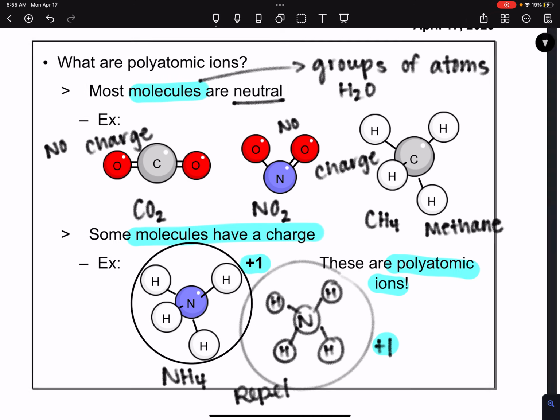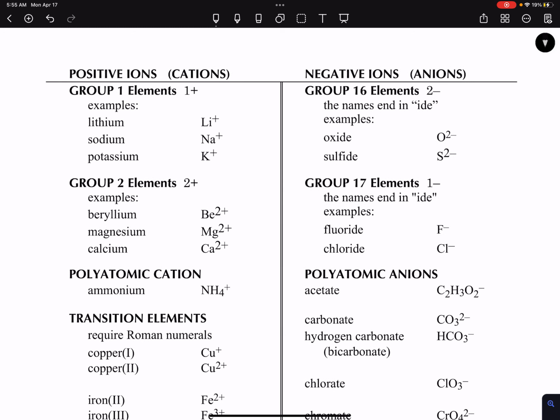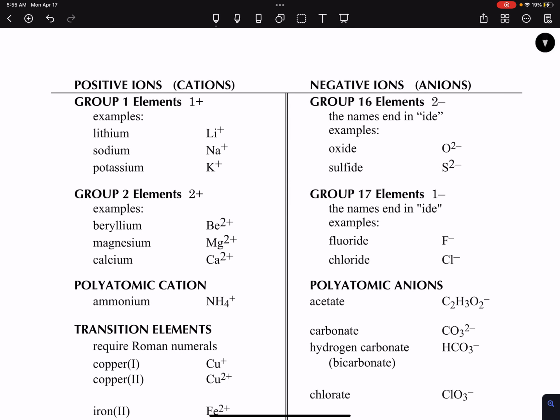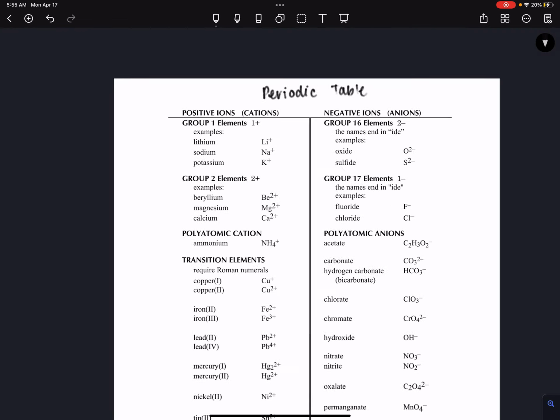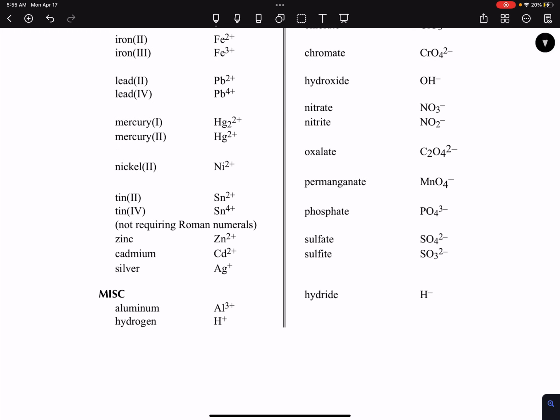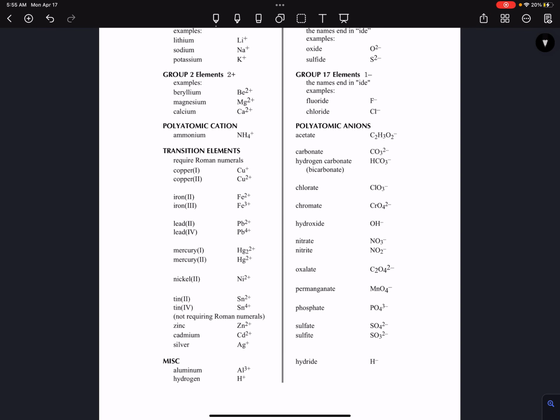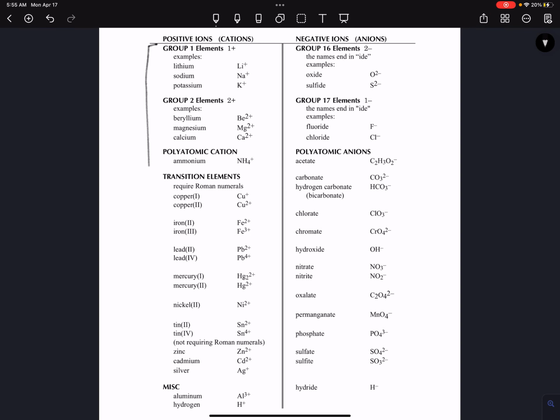So let's look at some more examples on your list of polyatomic ions. You should have this list on the back of your periodic table. It should be the newest one that you got this unit. These are lists of common ions. Now, what we've mostly been working with is the monoatomic ions. So most of the left side is monoatomic, with one exception here.